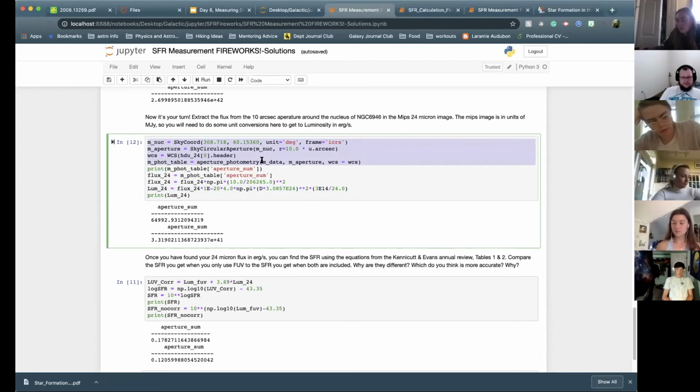But either one of those 2 things, this is how we can do aperture photometry, which is essentially putting a circle down on your image and just adding up all the flux values within that circle. So that's what aperture photometry is doing. We're saying, here's our data. We defined a circular aperture with a 10 arcsecond radius centered on the nucleus of our galaxy, using specific coordinates that are in the header. And then we can add up all the fluxes inside of that circle, or all the pixels inside of that circle.